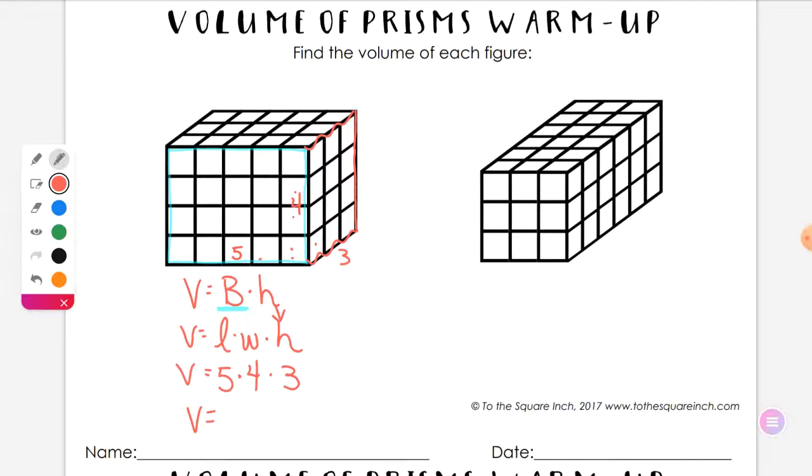Jude, what's 5 times 4? 20. Times 3. 60. Ethan, what's my label? Units cubed. Units cubed. Good job.